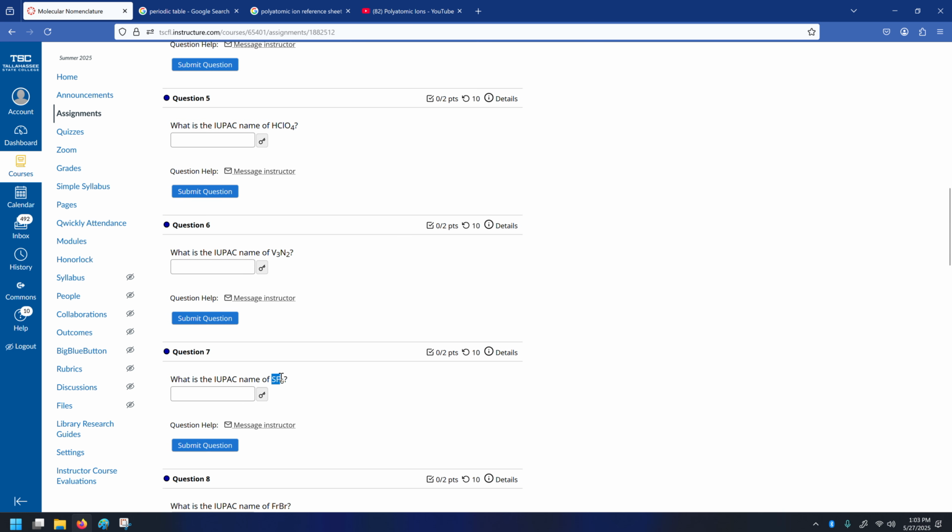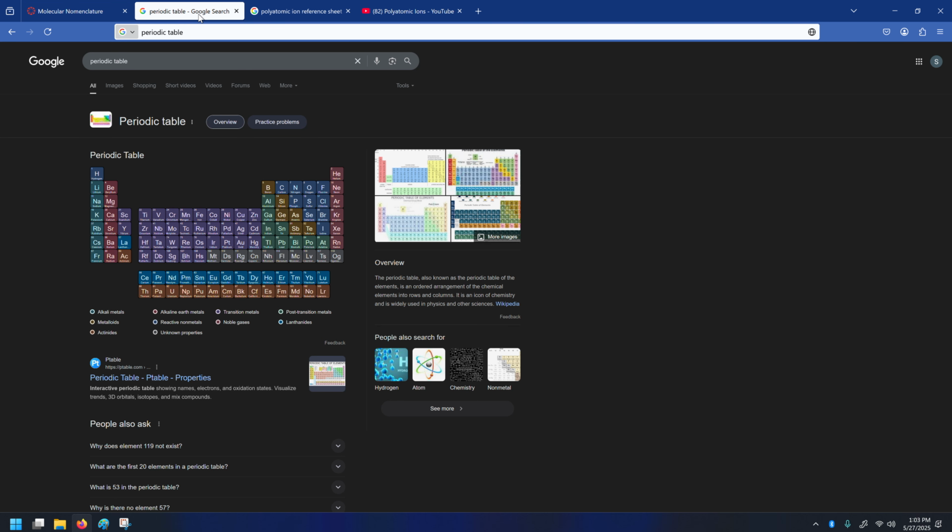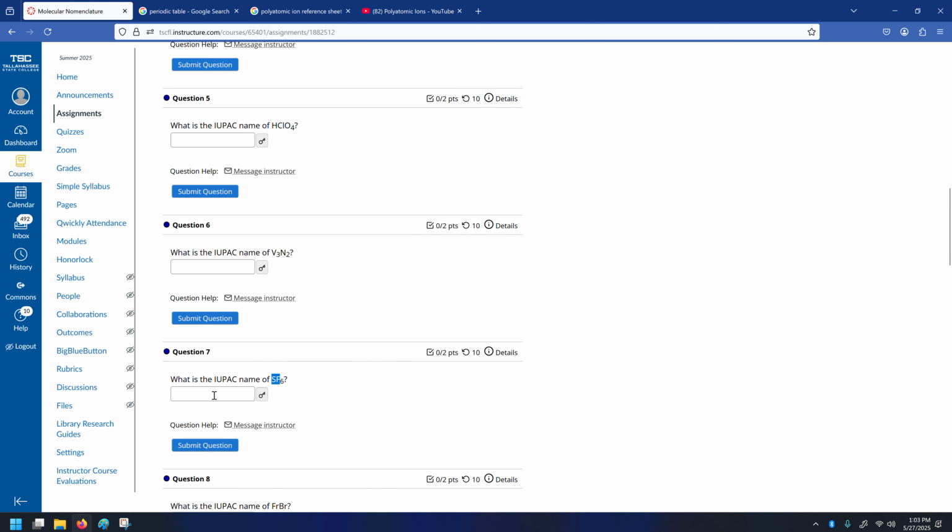Now we'll do this one. SF6. And so I'm going to figure out what type of compound this is by looking at my periodic table, and I see sulfur here, and I see a fluorine there. So sulfur and fluorine are both nonmetals, making this a covalent or molecular compound. These are the easiest to write the name for because you just need to know how many of each element, and then use the Greek prefix to specify how many there were.